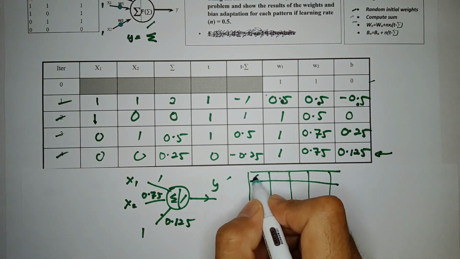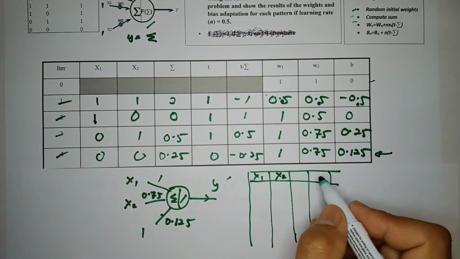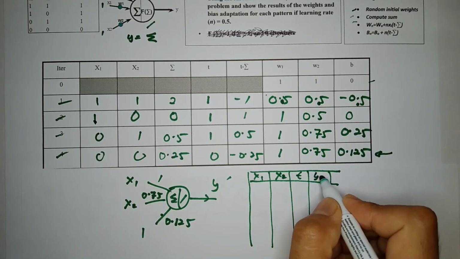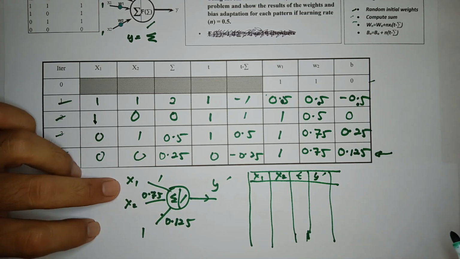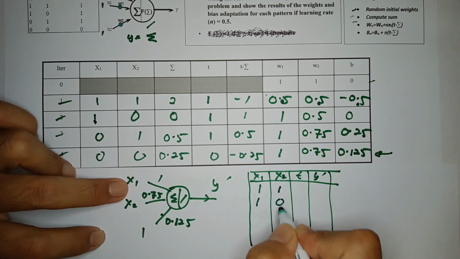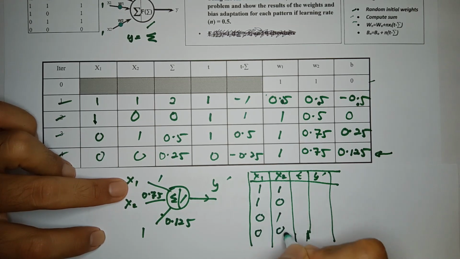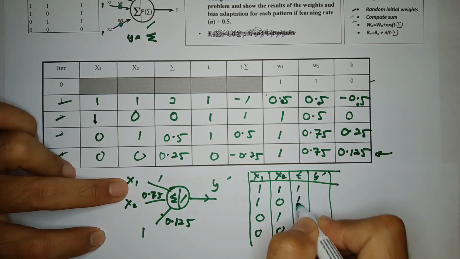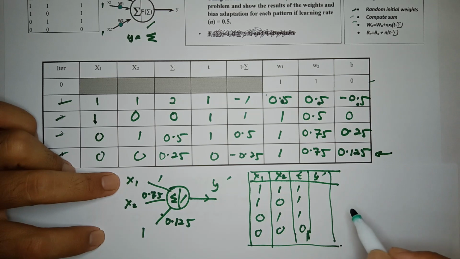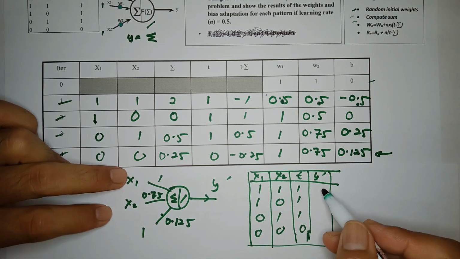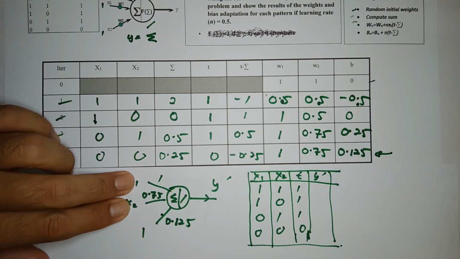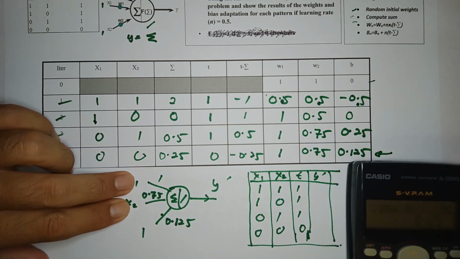So this will be x1, x2, this is the target, this is our y prime, which is the predicted output, in which it will be the linear function. So plug in everything: 1 1, 1 0, 0 1, 0 0, and also the target, which is 1 1 1 0. Okay, so settled. The next part we calculate the value of y prime. So we put here 1 1.